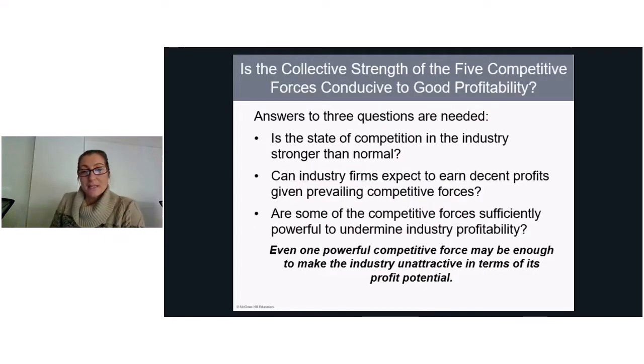All right, now together, these 5 competitive forces are conducive to industry attractiveness and good profitability. We'll work on these questions in class.